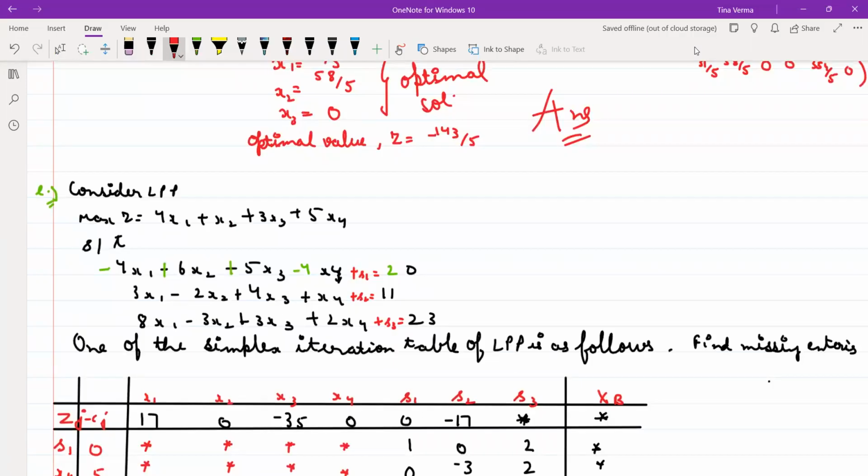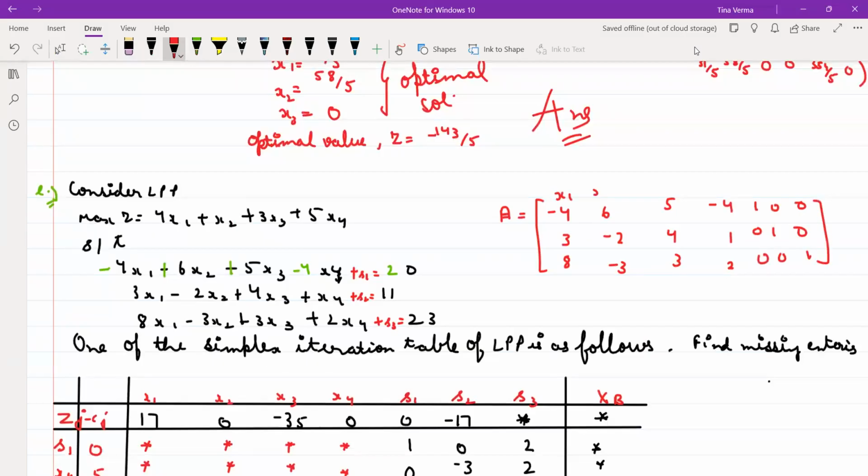If you solved it, what would your A matrix be? The column of x1 is -4, 3, 8; the column of x2 is 6, -2, -3; the column of x3 is 5, 4, 3; then -4, 1, 2, and then 1 0 0, 0 1 0, 0 0 1. This corresponds to x1, x2, x3, x4, s1, s2 and s3. That is your A matrix. The right hand side is 20, 11 and 23, that is your small b.